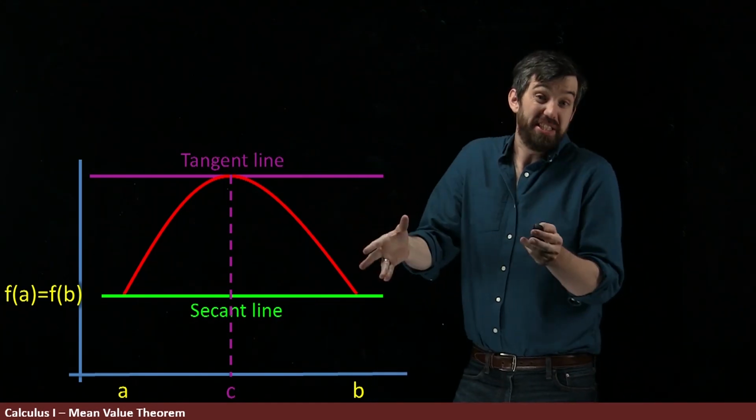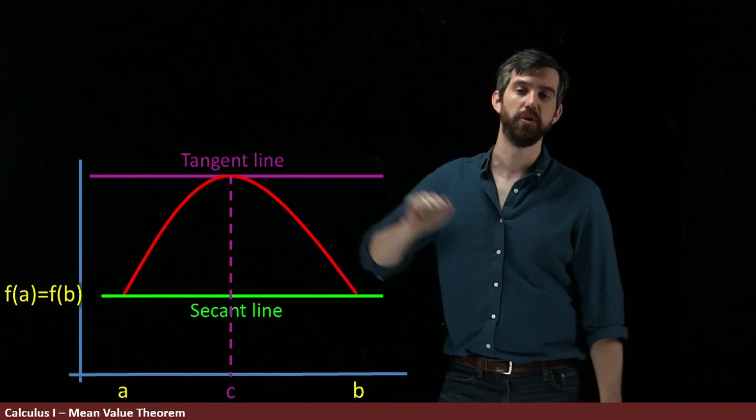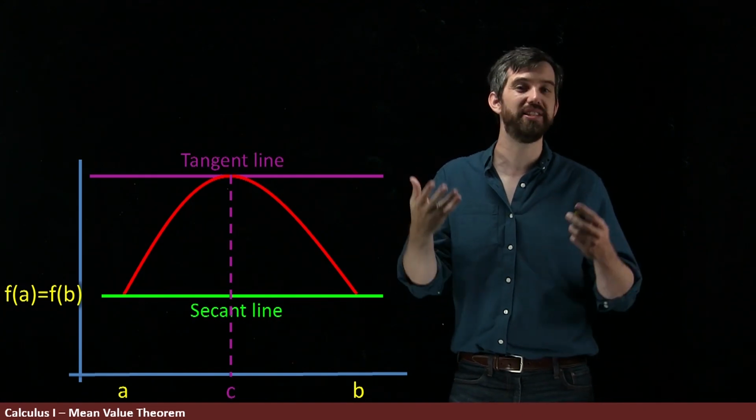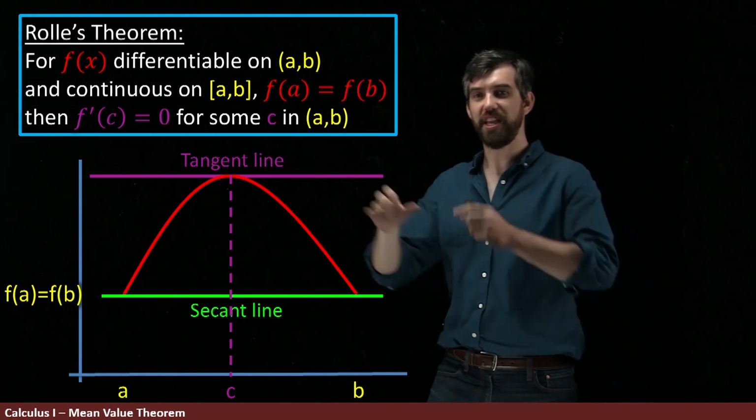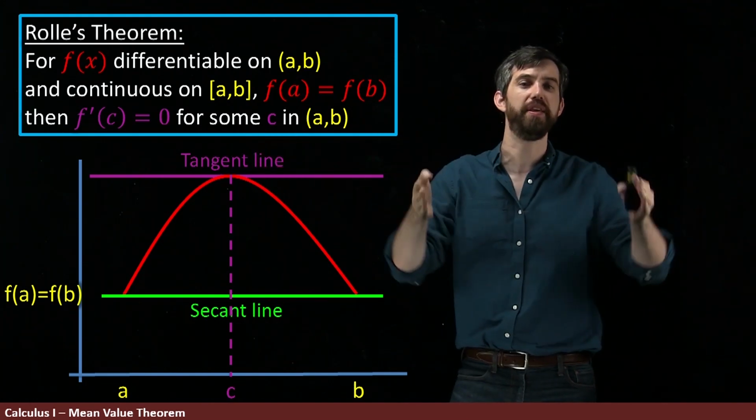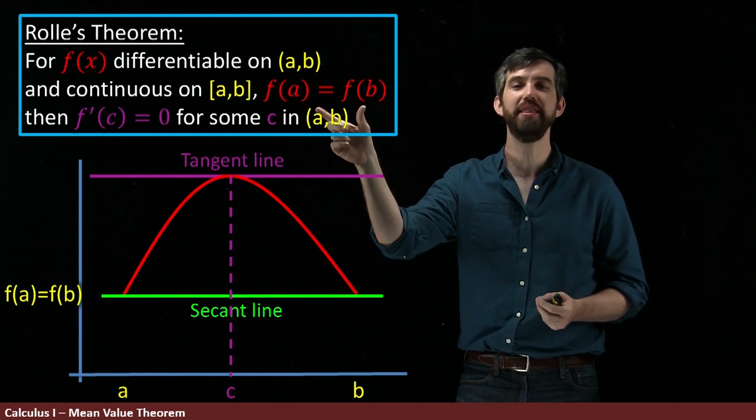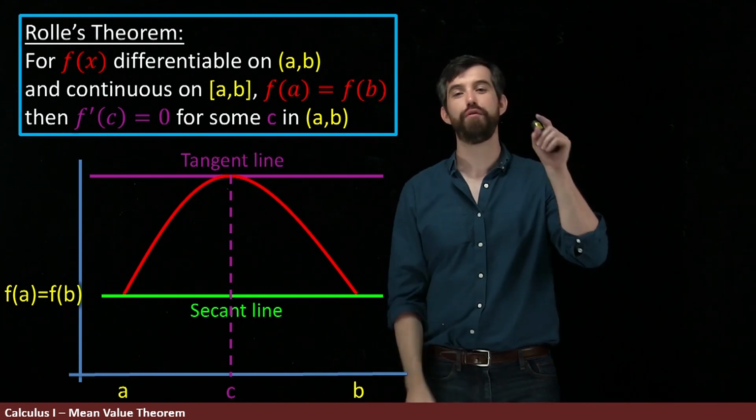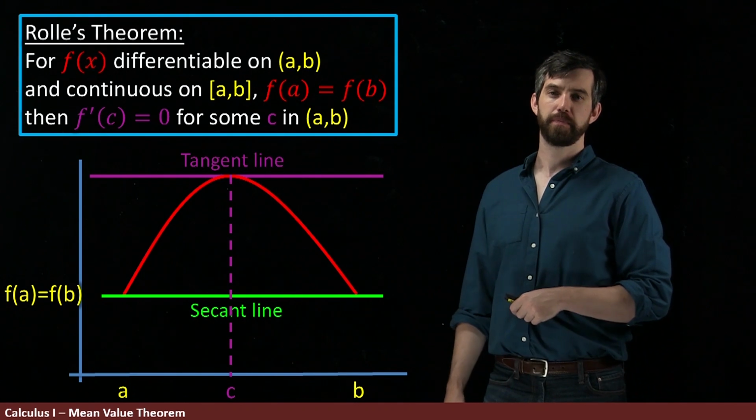Now, this is just a special case of the mean value theorem. The slope of the secant line is equal to the slope of the tangent line. But it's an important enough special case that we're going to pull it out and give it its own name. It's going to be called Rolle's theorem. You'll notice it's got the same conditions, the differentiability on the open interval (a, b), the continuity on the closed interval [a, b]. But now we're assuming that f of a equals f of b, and we deduce that the derivative at c is 0 for some value c inside of the open interval a to b.